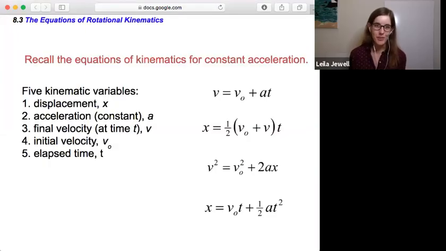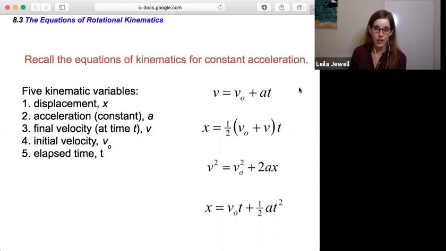Section 8.3, the equations of rotational kinematics. We're at last to our kinematic equations. So remember, way back in chapter 2, the equations of kinematics for constant acceleration. We saw that we had 5 kinematic variables: displacement, x, acceleration, which is always constant, a, the final velocity at some given time, t, the initial velocity, v0, and the elapsed time, t. And that gave us these 4 equations that related those 5 variables to each other.